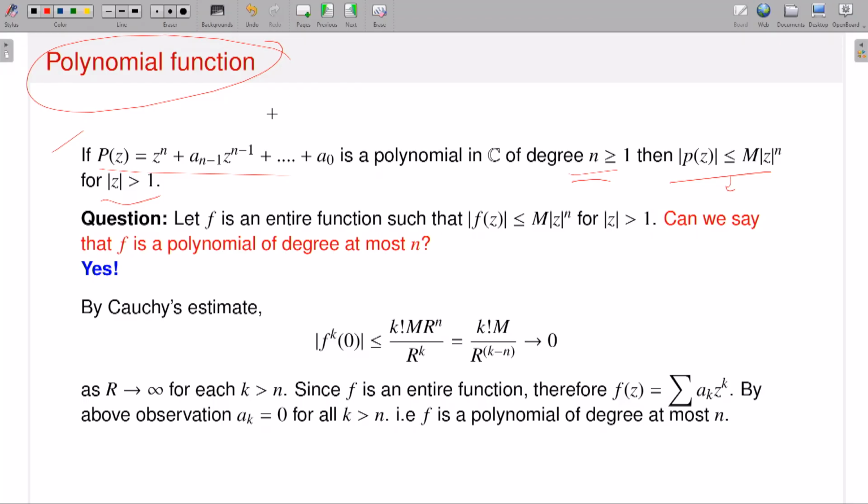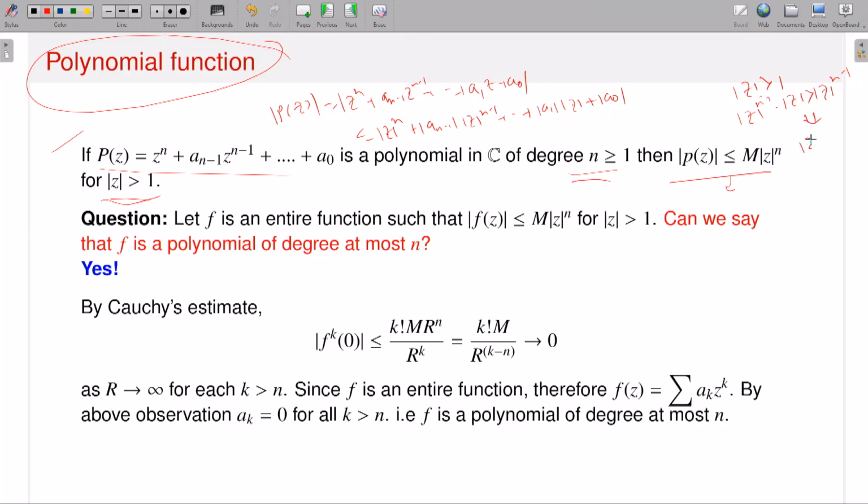Why? Because if I estimate the modulus of P of z, this is modulus of z to the n plus a n minus 1 z to the n minus 1 up to a 1 z plus a naught. Then you just use the triangle inequality. So this is at most mod z to the power n plus mod a n minus 1 mod z to the power n minus 1 up to mod a1 mod z plus mod a naught. But mod z is greater than 1. Now if I multiply both sides by mod z to the power n minus 1, then what will happen?